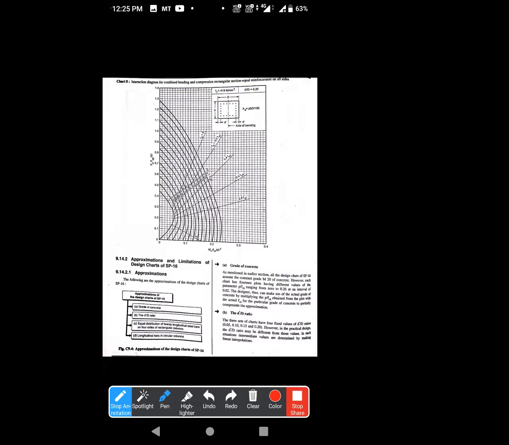As we know, if d dash upon d value is not 0.05, or 0.10, then to take the intermediate value of them, you have to take the intermediate value for that. Okay, by the interpolation.